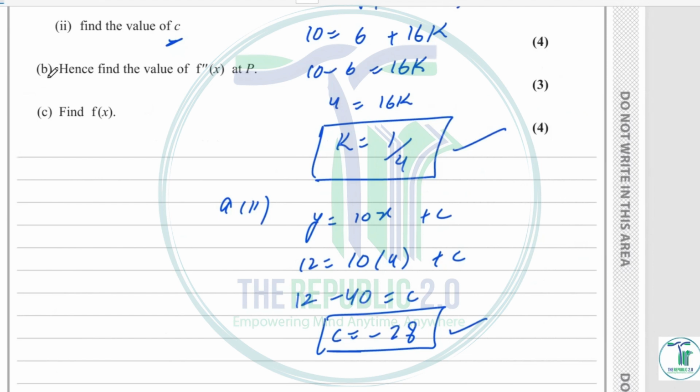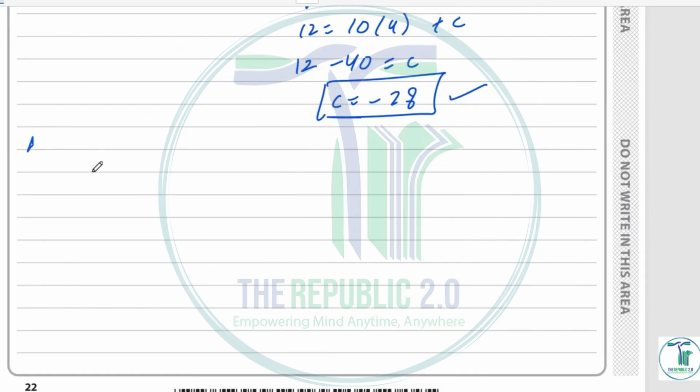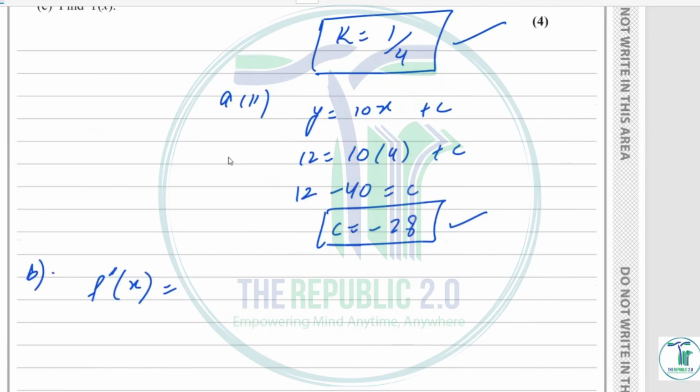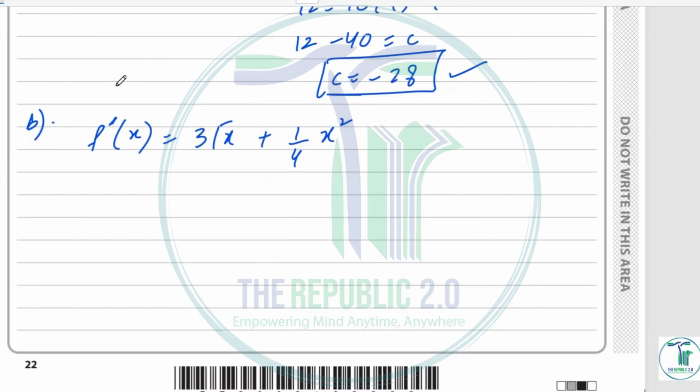Now in the p part, we need to find f double prime of x at p, so we need to find the second derivative. If you remember, we've already got the derivative, and that was f prime of x equals 3 root of x plus kx squared. K was 1 by 4, so 1 by 4 x squared. We need to differentiate it again because he's asking us for the second derivative.